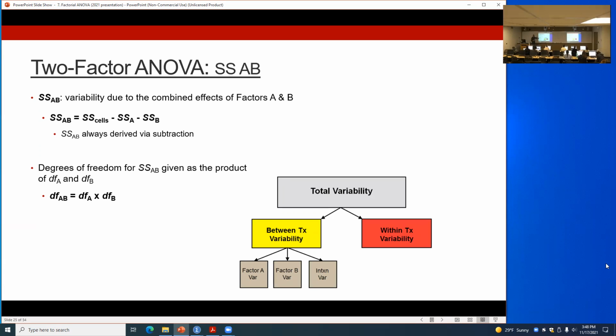Degrees of freedom is just going to be the degrees of freedom A times the degrees of freedom B. And again, if we're keeping track of where this is all coming from, we've got our total variability. We've calculated our within, so we sectioned that off. We've got between, this is our sum of squares cells. We've got factor A, factor B already calculated. And so the only thing that's left over is this interaction. So anything in the between, the sum of squares cells, that's not attributable to A and B is just due to this interaction factor here.